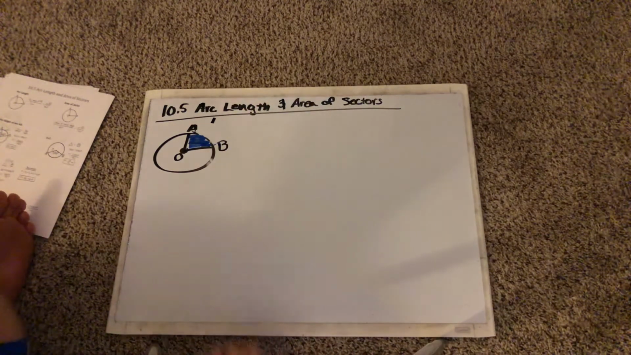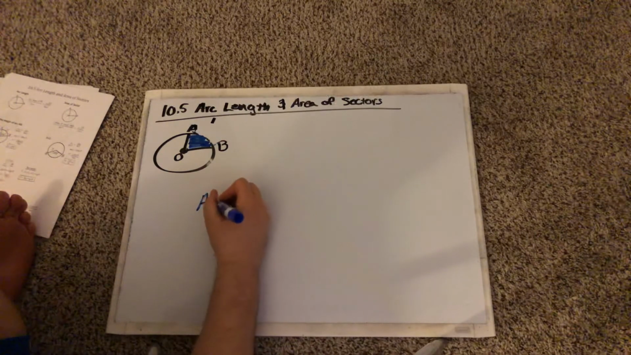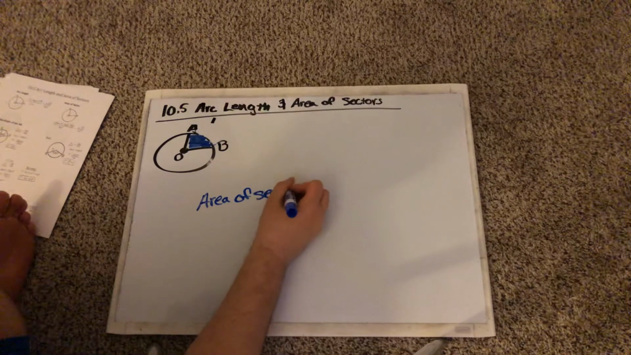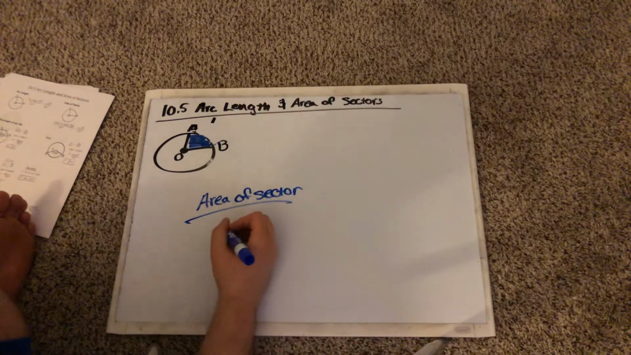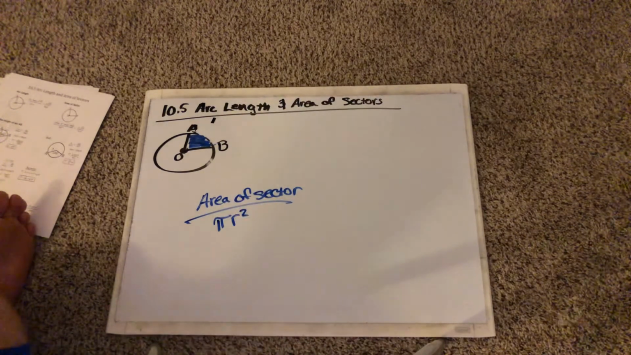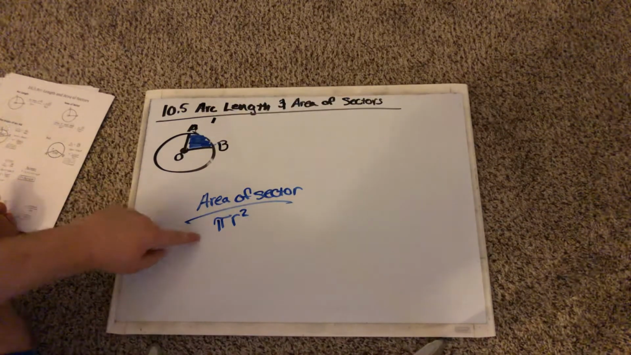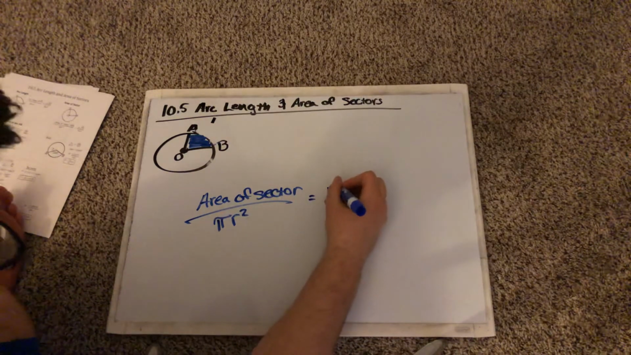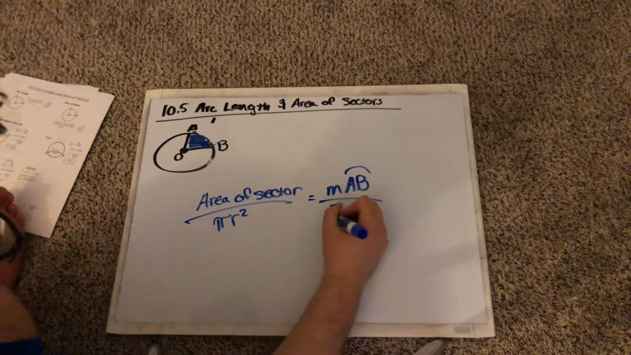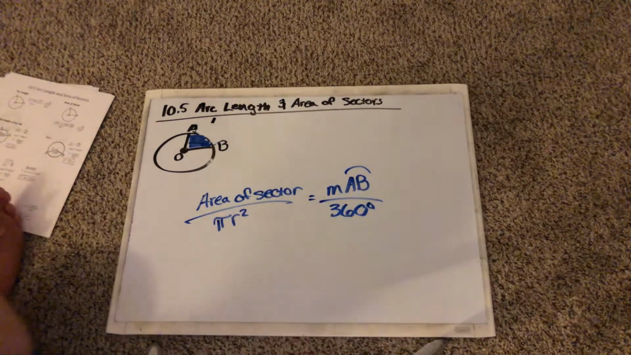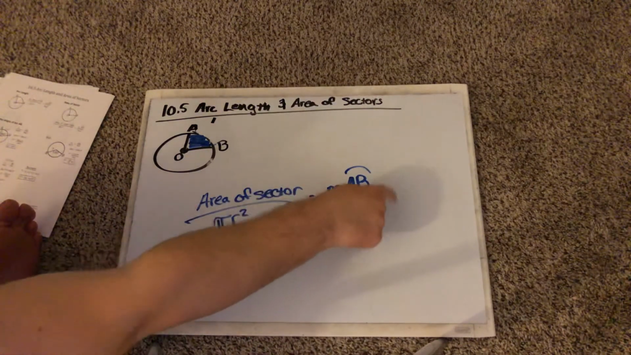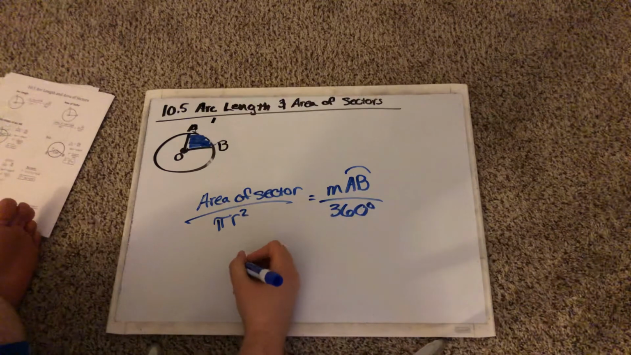For this, the equation we're going to be using is area of the sector over, because we're talking about area, the area of the whole circle. So a piece out of the whole equals the same thing: the measure of arc AB in degrees over the entire thing, 360 degrees, because the circle is 360 degrees. Part out of a whole equals part out of a whole. And this is the area of the sector.